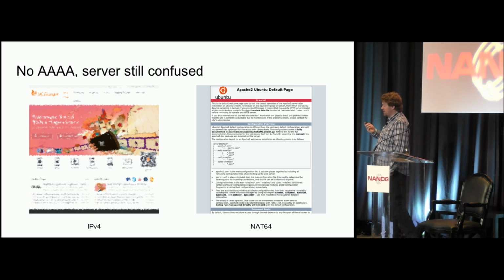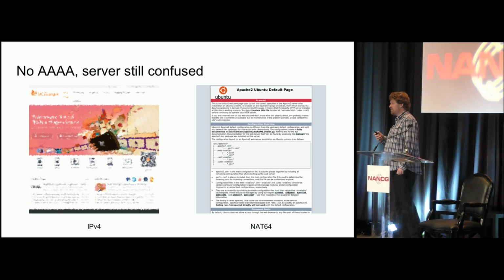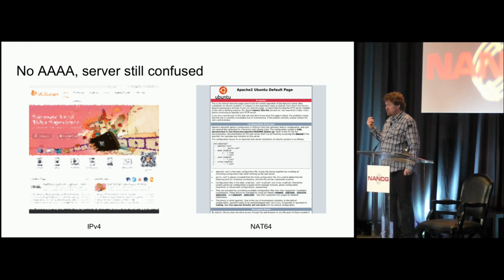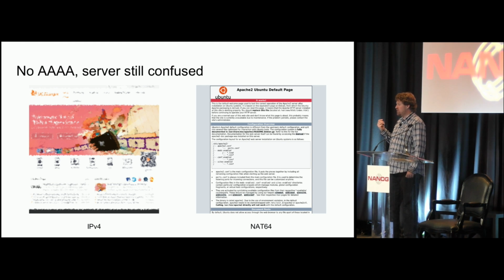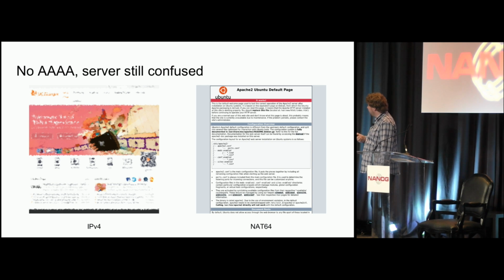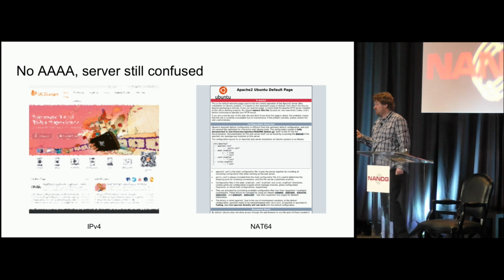This is actually a confusing one. I have no idea why this happened, but this was a website that didn't have a quad A record, so it was v4 only. But if we access it through the NAT64 gateway, we got just the default Apache, hello, this is your Apache web server page. So this is a confusing one because it shouldn't even notice that there's a difference. So it should have just worked. So I still have to debug this one, see what the underlying reason is. But it's one of the cases we ran into.